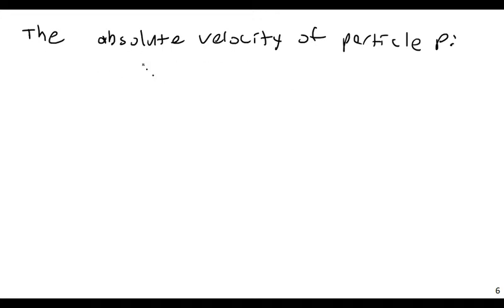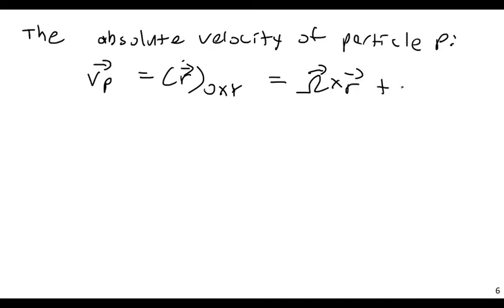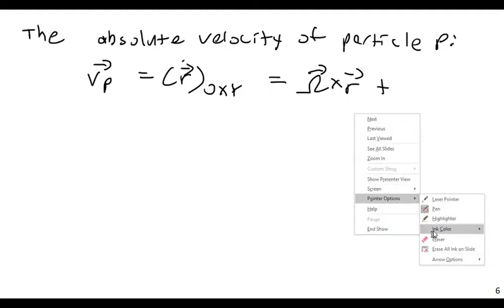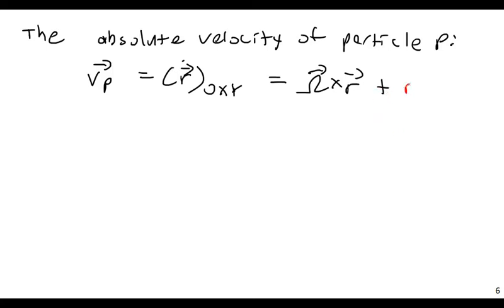Okay, so yes, the absolute velocity of particle P is going to be Vp equal to R dot in the OXY frame, the global, stationary frame, capital O, capital X, capital Y. And this is going to be equal to omega cross R plus R dot, in red to show I'm using the rotating one, in the OXYZ frame.